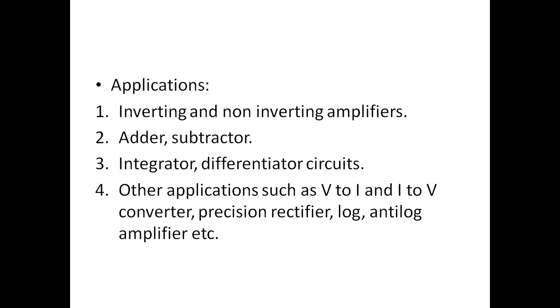IC741 has lots of applications. It can be used as an inverting and a non-inverting amplifier. We can use IC741 for different applications, like adder, subtractor, integrator, and differentiator circuits. We can use the op-amp for other applications like voltage to current converter and current to voltage converter. We can use the op-amp as an anti-log and log amplifier, and as a precision rectifier. So these are the applications of the op-amp.